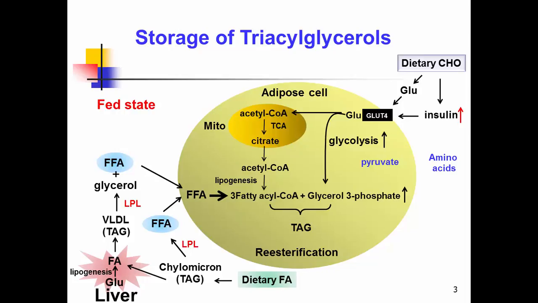Fatty acids converted from glucose, or actually amino acids. So amino acids can also contribute to lipogenesis, right? And also pyruvate, if you still remember when we talked about anaplerosis or ketogenesis. The pyruvate can also be used to make glycerol phosphate.